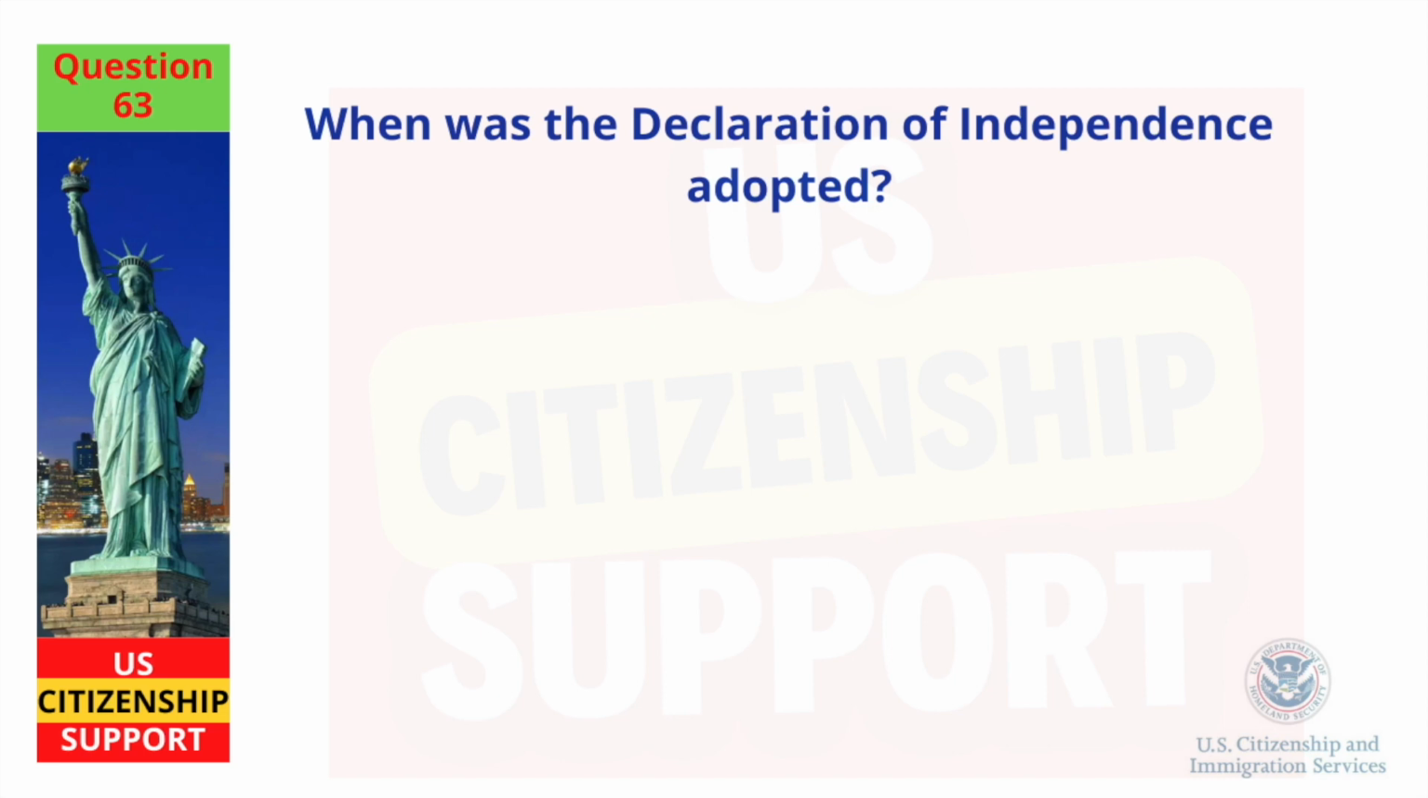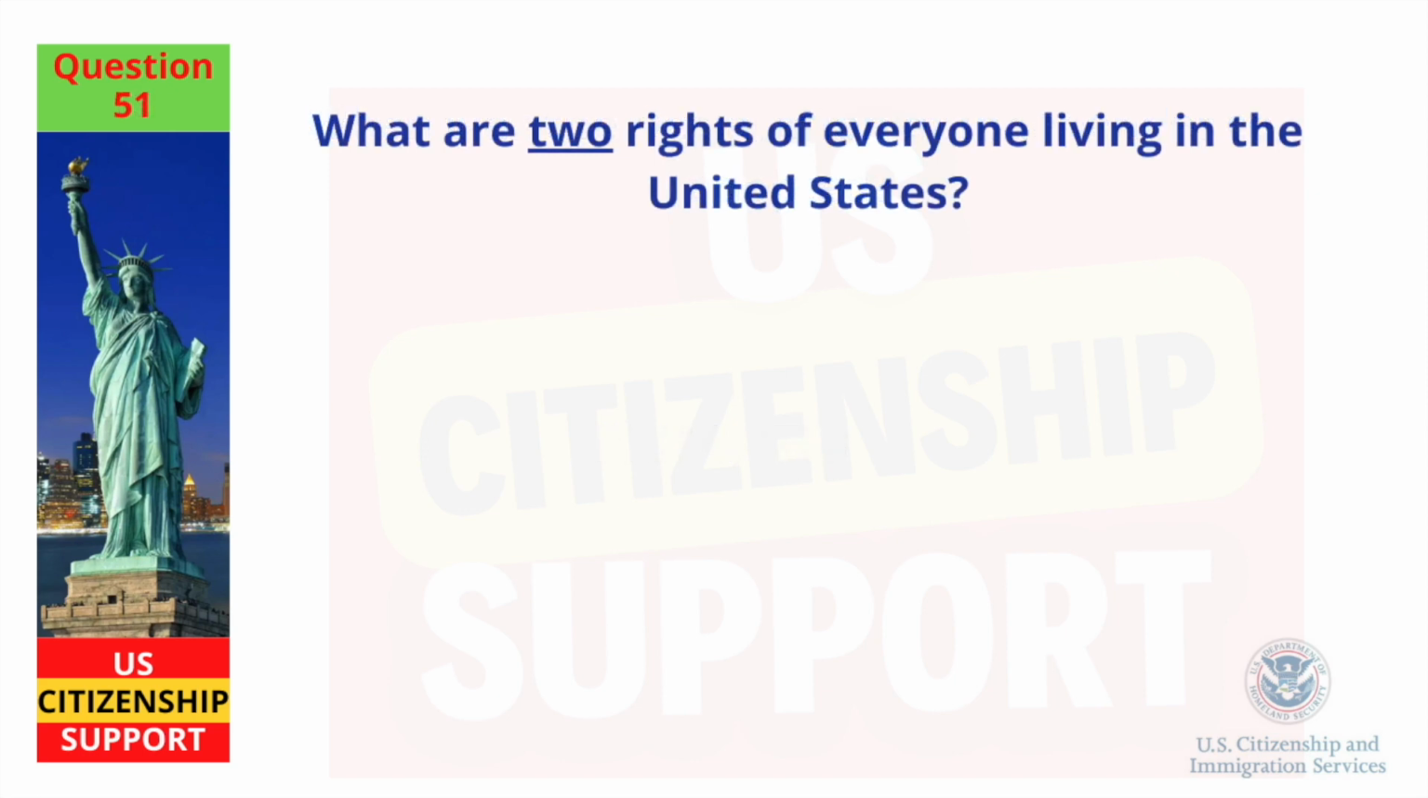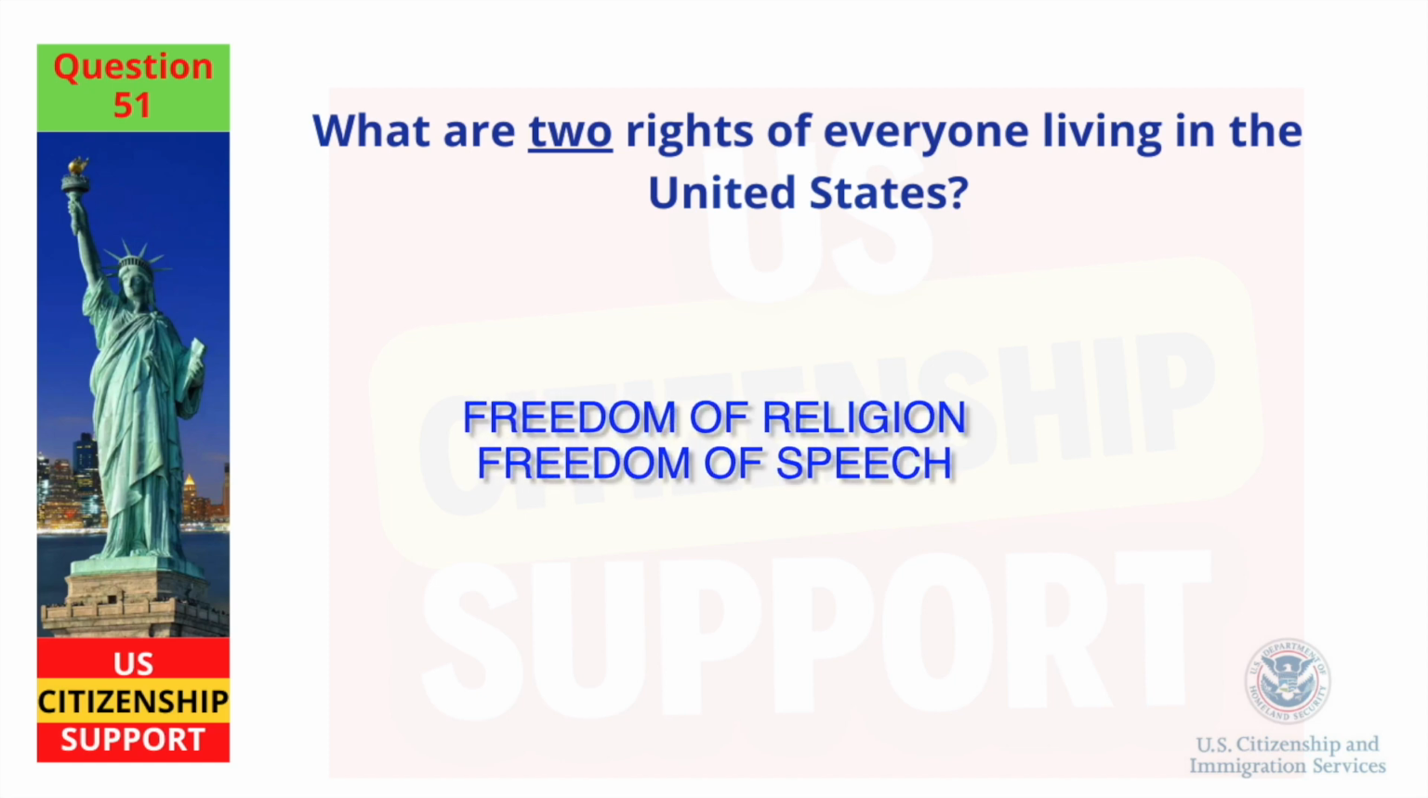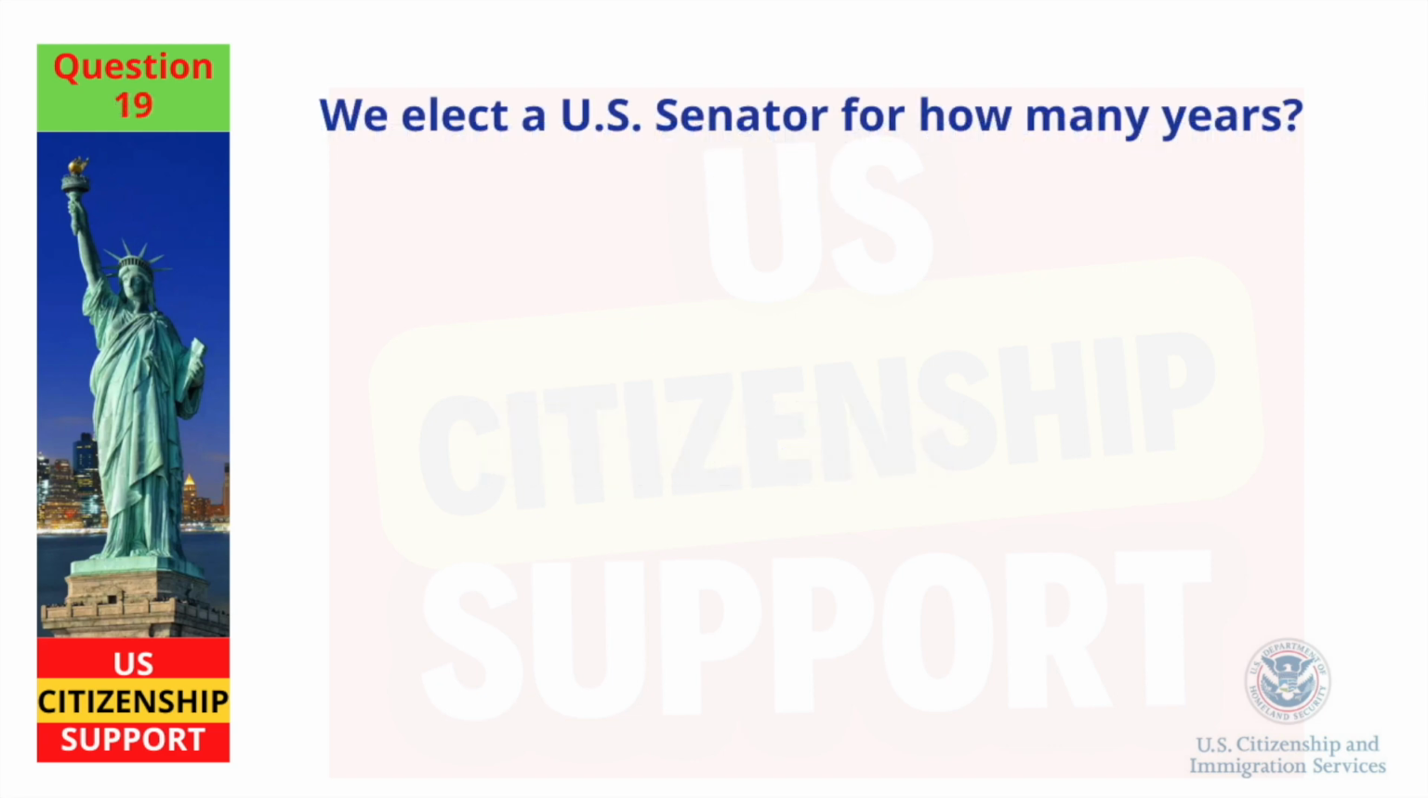15. When was the Declaration of Independence adopted? July 4, 1776. What are two rights of everyone living in the United States? Freedom of religion, freedom of speech. We elect a US senator for how many years? 6.